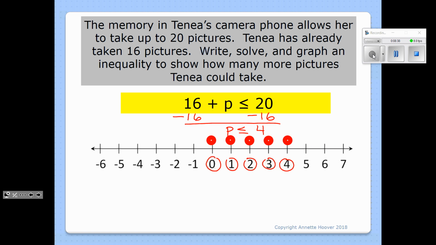Now she can't take -1 pictures. It's impossible to take negative pictures. So when you think about it, she can only take 0, 1, 2, 3, or 4 pictures, and we indicate that with points instead of a line because you do not want to show that fractions and decimals would be part of the solution.